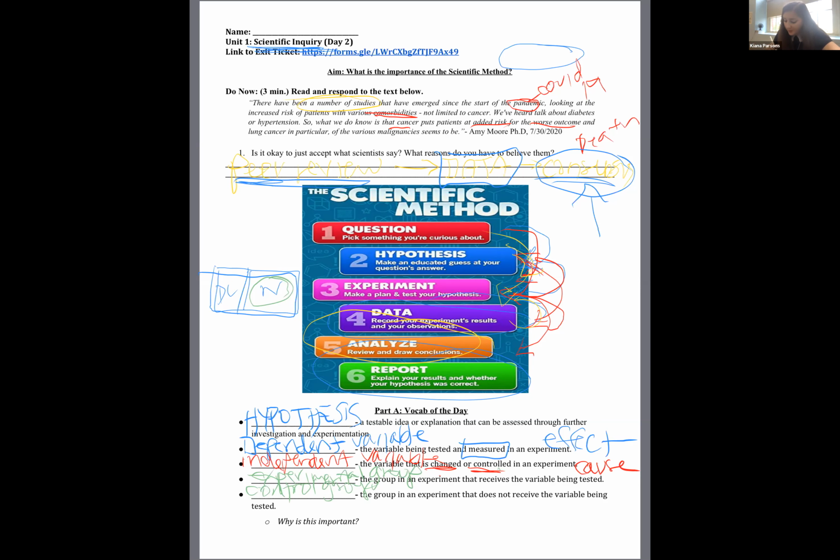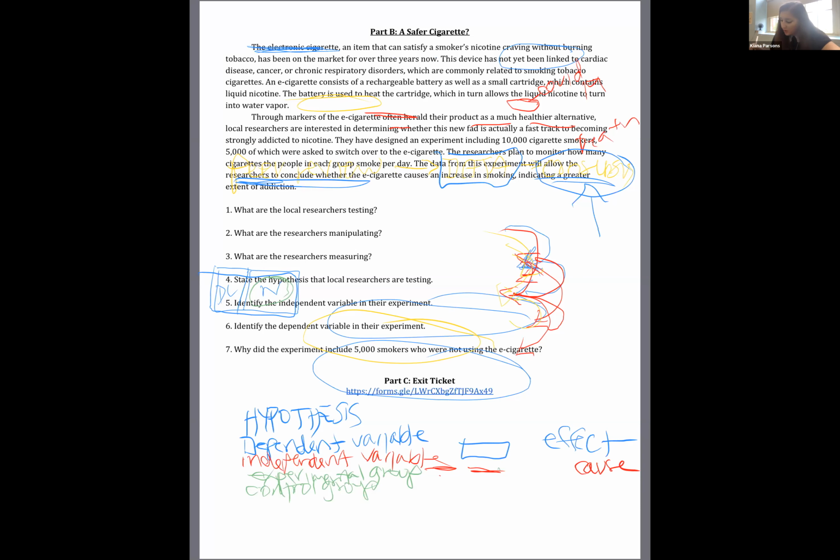So let's go on to the second page, and we're going to clear all drawings. Does that work?